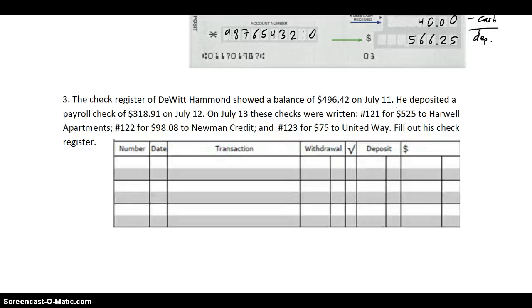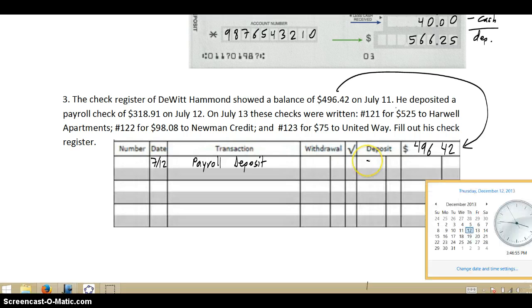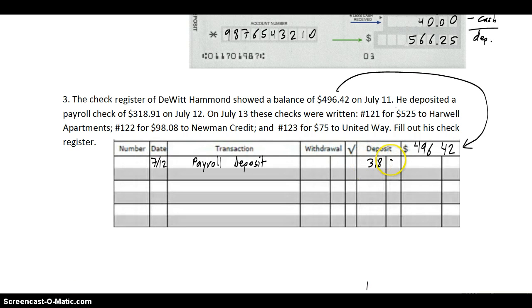Number 3 starts a long list of check registers, right? We have the check register of DeWitt Hammond. It showed a balance of $496.42. This goes here in this first line, $496.42 on July 11th. Well, there's not really a place for that date, but that's fine. He deposited a payroll check of $318.91 on July 12th, so 7/12. This was a payroll deposit, right? And since it's a deposit, that would be $318.91. Remember, deposits you're going to add and withdrawals you're going to subtract. So when you add those together, you should get $815.33.